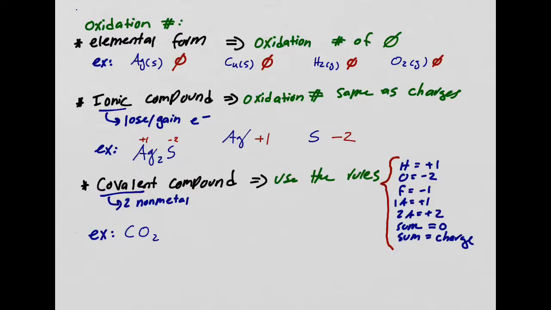Again, think about what a covalent compound is. When you have two non-metals together, that's when you have a covalent compound. If you have a metal and non-metal together, it's an ionic compound, you know what to do. If you see two non-metals together, you say, okay, this is a covalent compound. Because it's two non-metals, there are no charges. There is no balancing of charges for a covalent compound. So we can't just say the charge is the same thing as the oxidation number. We have to use the rules that I've given you. The rules were: hydrogen is always plus 1, oxygen minus 2, fluorine minus 1, 1A group plus 1, 2A group plus 2. You set the sum equal to 0 or to the ionic charge, and then you figure out the oxidation number.